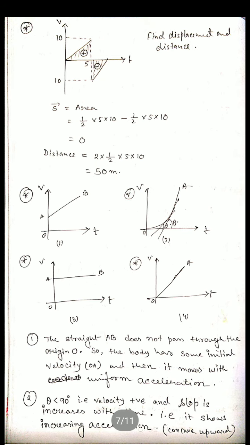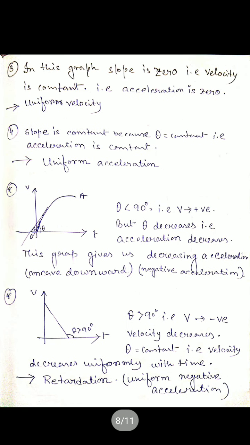Here the fourth figure gives us the uniform positive acceleration, and this figure gives us the uniform negative acceleration, that is called retardation. Clear? Because theta is greater than 90 degrees, that's why the slope is negative, which means velocity decreases. Okay.